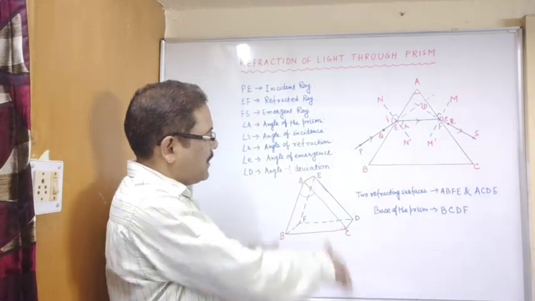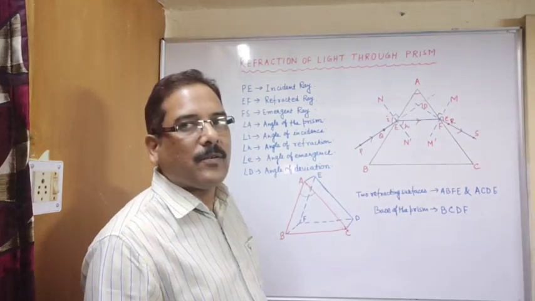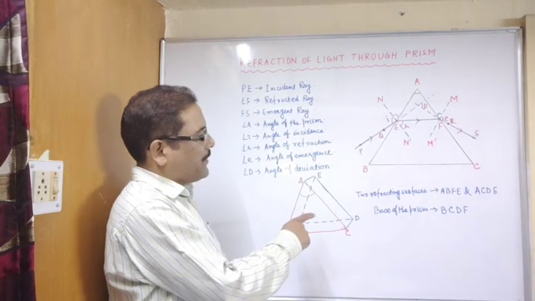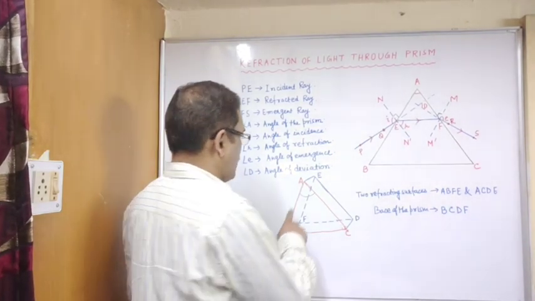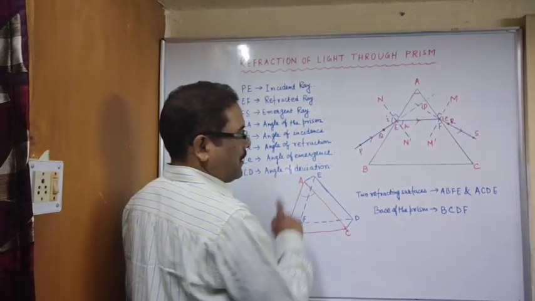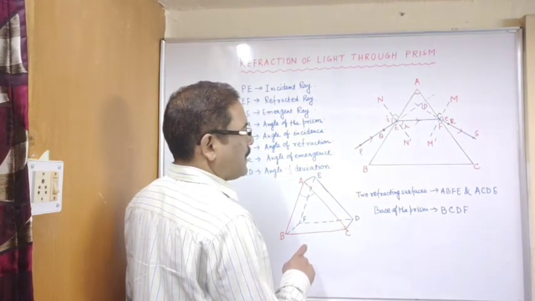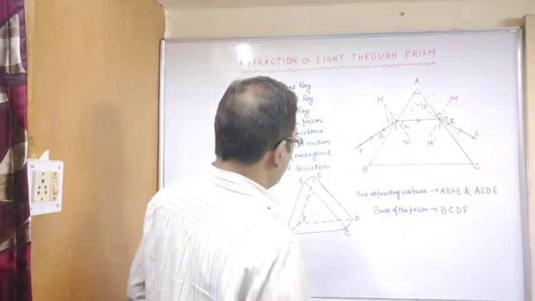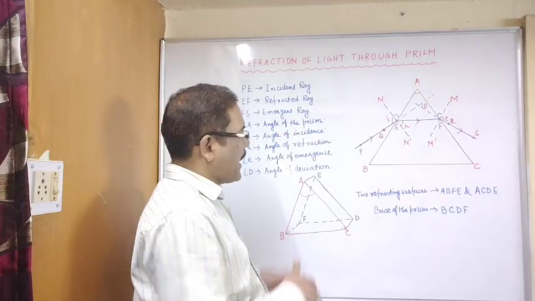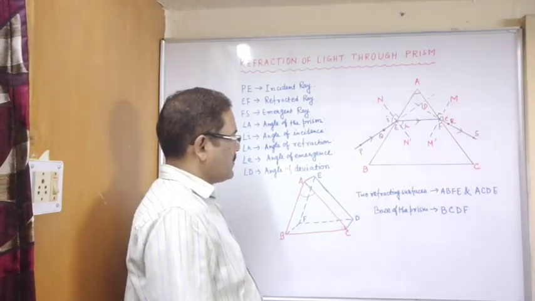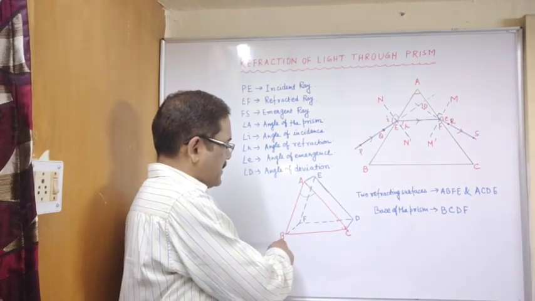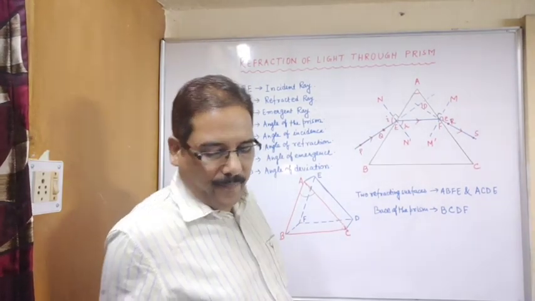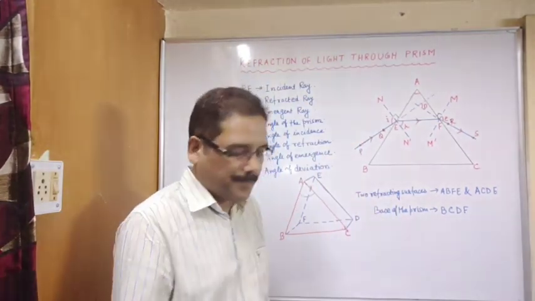Now these are refracting surfaces which make an acute angle. For example, I have written the names of two refracting surfaces. ABFE is one refracting surface. Another rectangular refracting surface is ACDF, and these two make an acute angle, and this angle is known as the angle of the prism. And this other rectangular surface, that is BCDF, is the base of the prism.